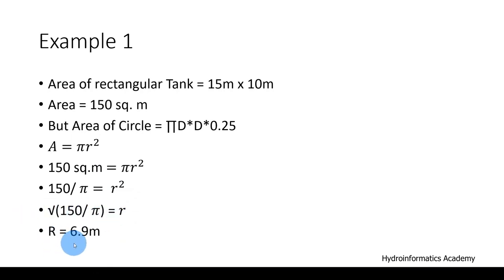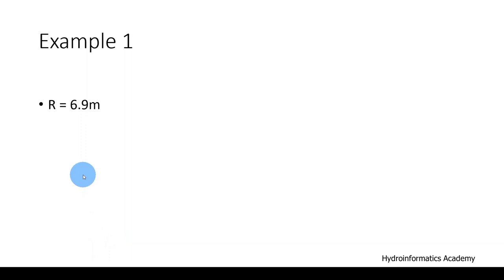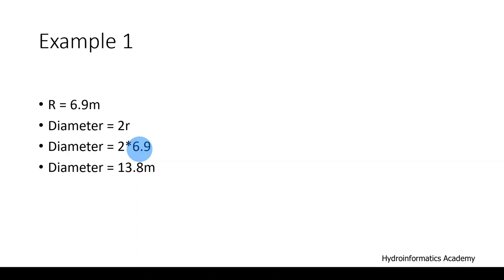So the r here will be 6.9, which is the square root of 150 divided by pi. So now what we have is r, the radius, which is 6.9. We need to use this value to find the diameter. The diameter is equal to 2r, which is 2 times the radius. So it is 2 times 6.9 meters, and the diameter will be 13.8. So for example number one, the diameter here is 13.8.